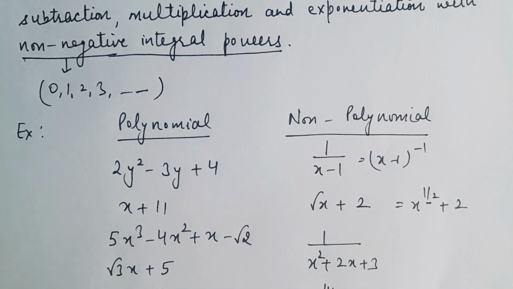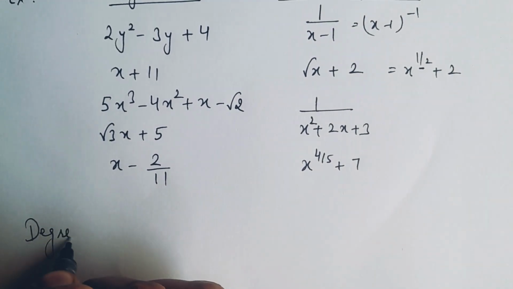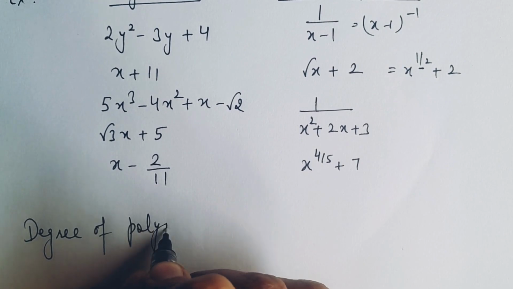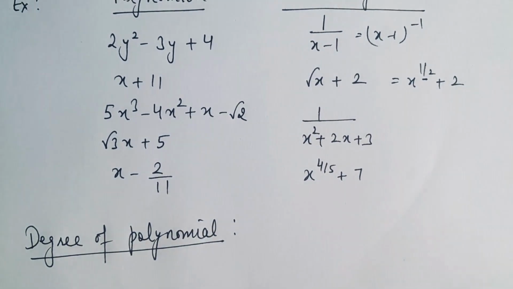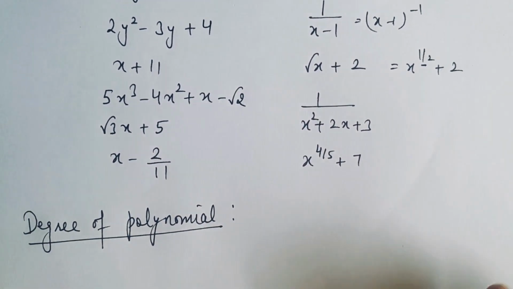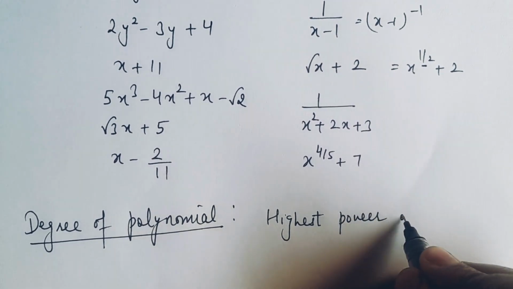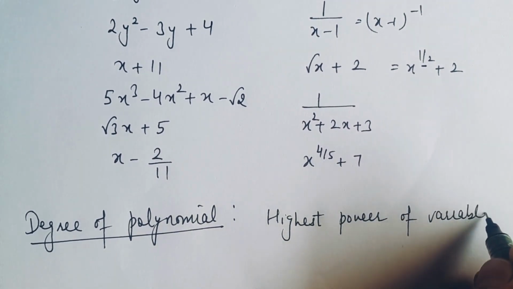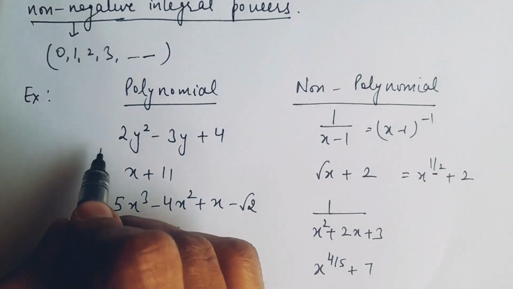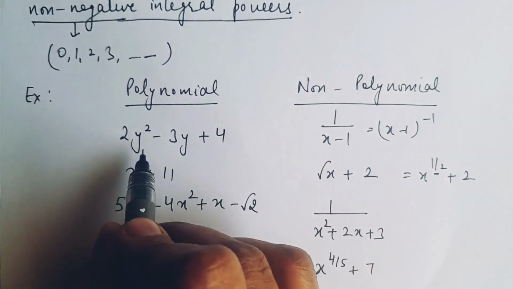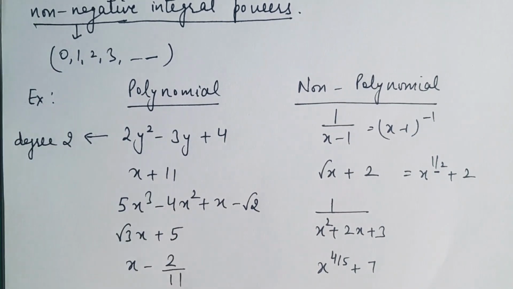Now we will talk about the degree of the polynomial. What do you mean by the degree of a polynomial? Degree of a polynomial is the highest power of the variable. Highest power, that is called degree of the polynomial. So suppose we take the same example here again, 2y square minus 3y plus 4. Here the highest power of the variable y is 2. So the degree of this polynomial will be 2.